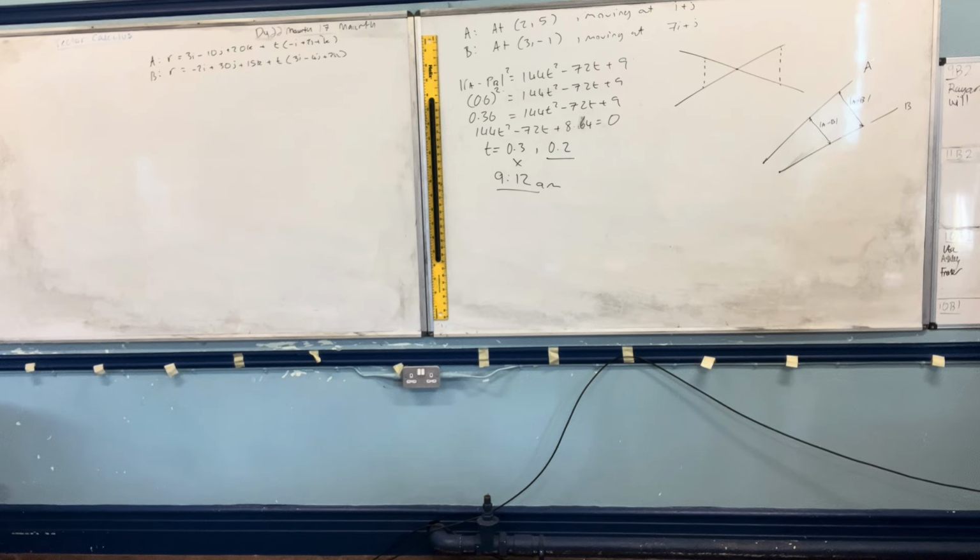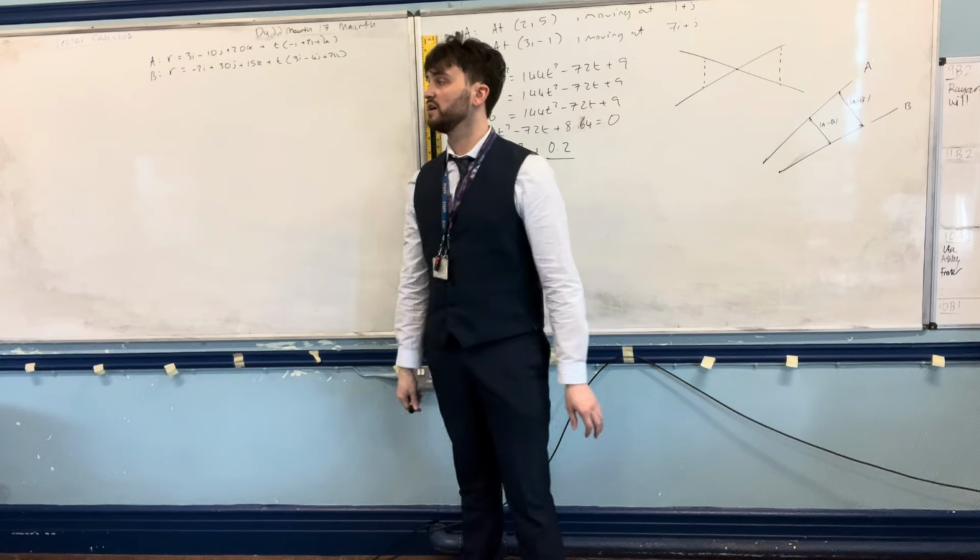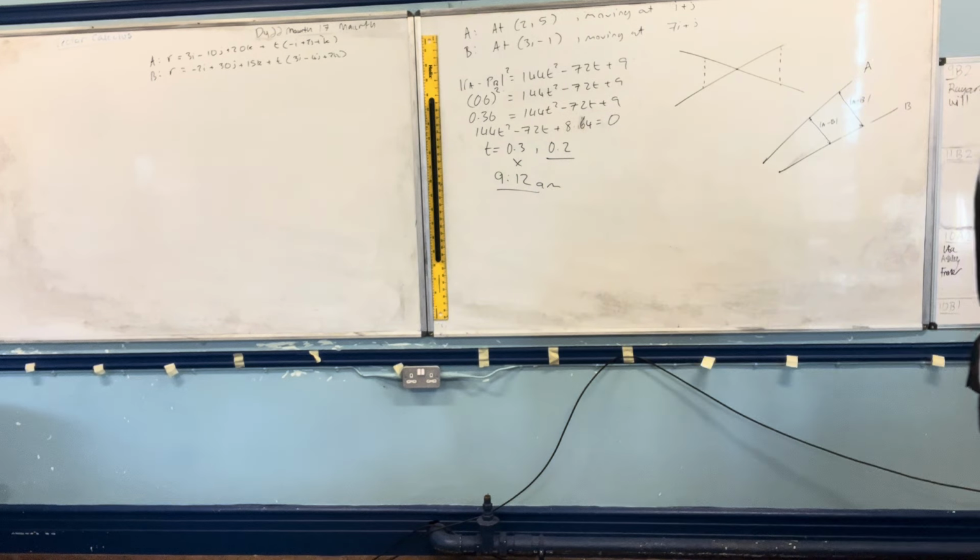Okay, and given that AB is the distance between A and B at time t seconds, show that AB squared is equal to 53t squared minus 530t plus 1650.